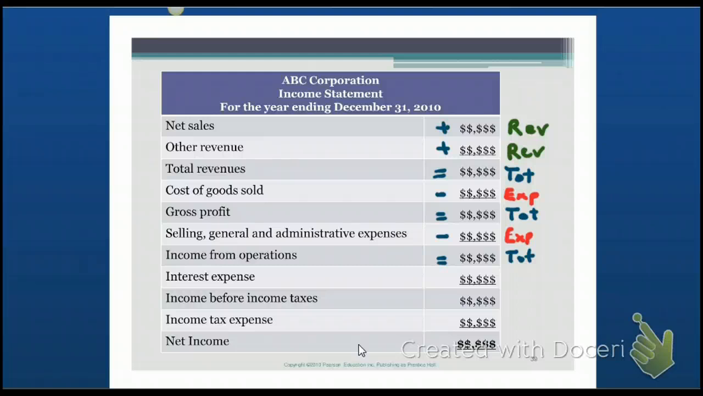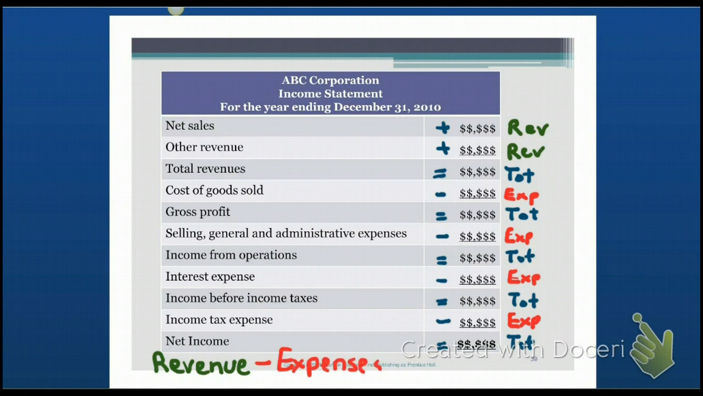The next one is our interest expense. Again, that is an expense, and income before taxes is a total. You get the income from operations minus interest expense is income before income taxes. Our next item is income tax expense, which is also an expense. And then to get at net income, we just subtract our income tax expense from income before income taxes. Like I said, if you look at each of these items, all you're going to see is revenues minus expenses is what you end up with as your net income.